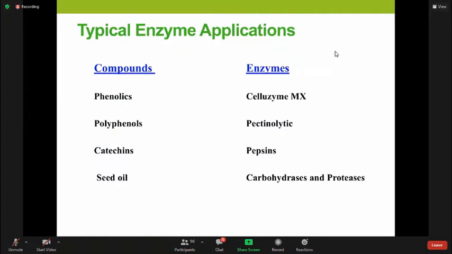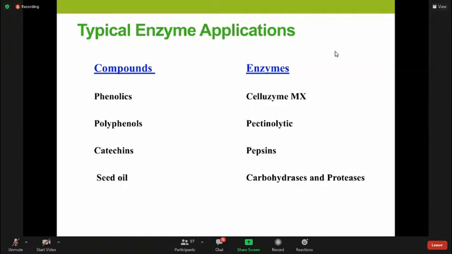Here you can see some typical examples of enzymes which we can use for the extraction of different types of functional components. For example, phenolics can be extracted using cellulozymes, and for polyphenols we can use pectinolytic enzymes. Catechins can be extracted using pepsins. Similarly, the seed oils, the triglycerides, can be extracted using different types of carbohydrases and proteases.